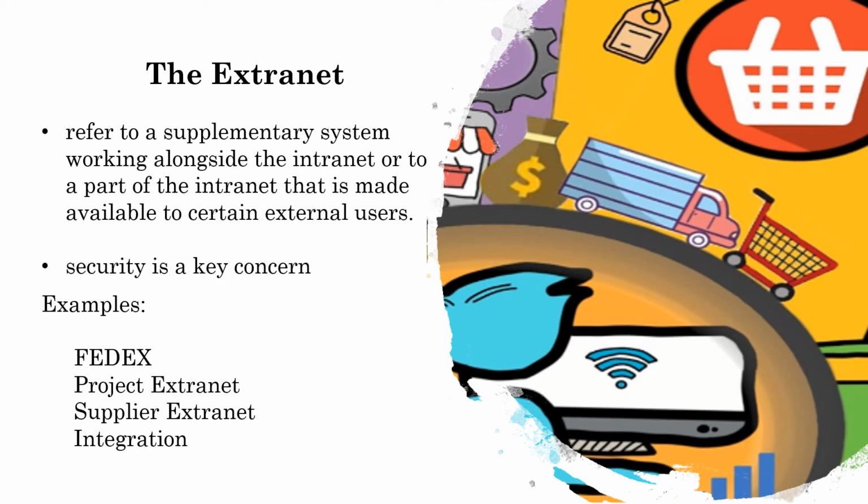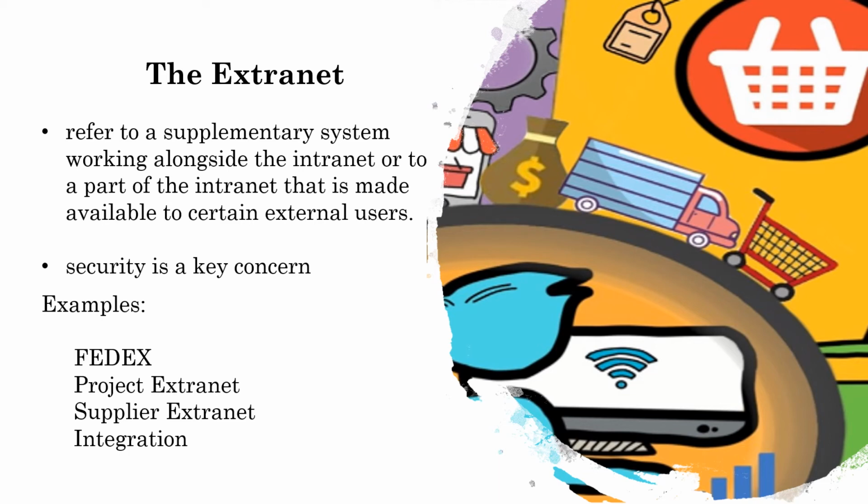The content of both intranet and the extranet is usually managed with content management systems. So examples of extranets are FedEx. You see, FedEx has a website that uses tracking numbers. Users can check anytime how many days it will take the order to arrive at its destination.